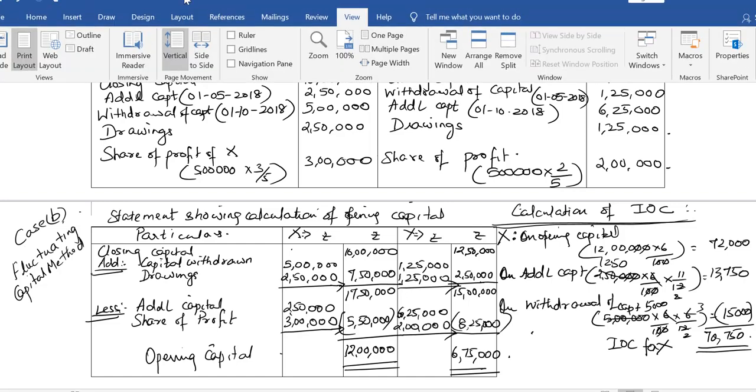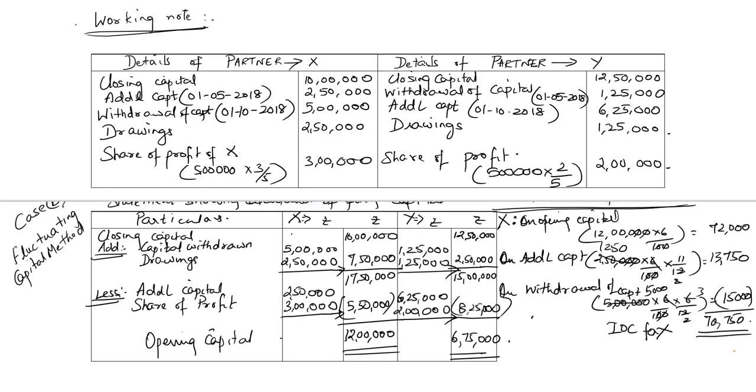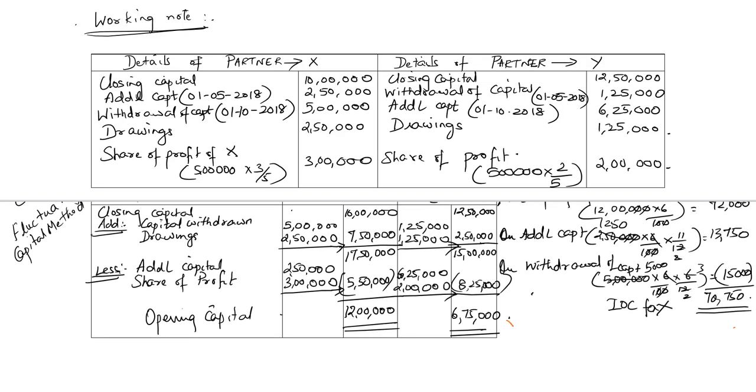Let's go ahead and calculate for partner Y. On opening capital, it's 6,75,000 rupees at 6% for the entire year, which is equal to 6,750 rupees into 6, 40,500.